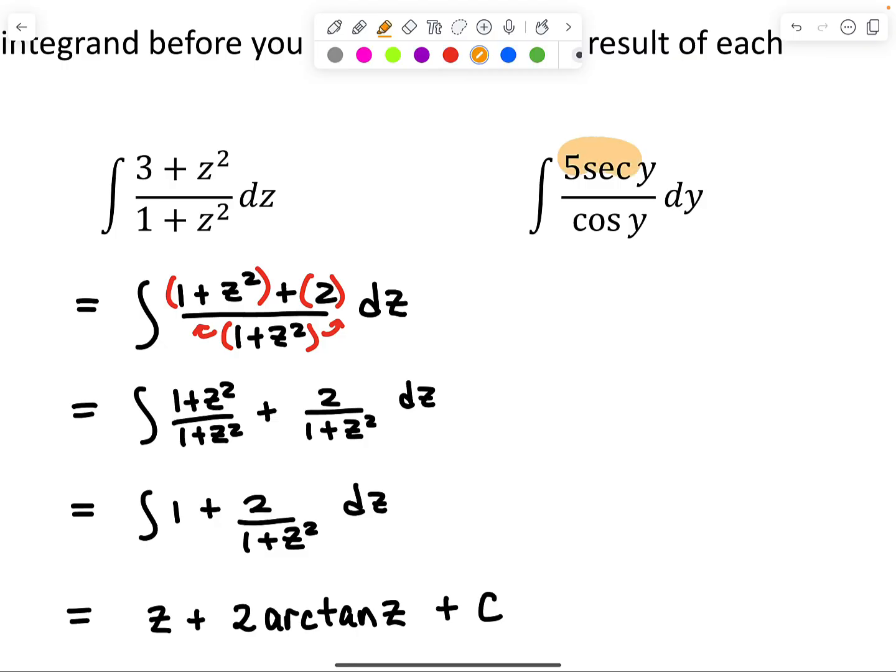In this last case, again I have a quotient. There is no quotient rule for anti-differentiation. This 5 I can factor out. I got to do some trig manipulation. Recall that secant of y is equal to 1 over cosine of y. Y is the independent variable, so I can write this integral one of two ways.